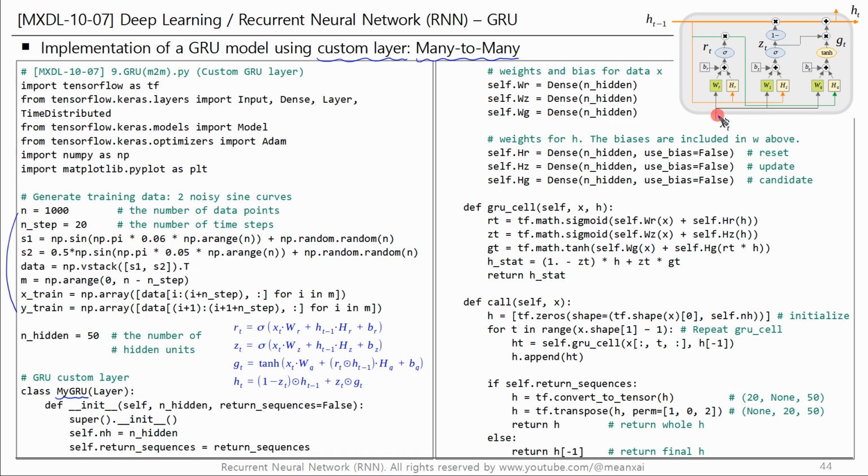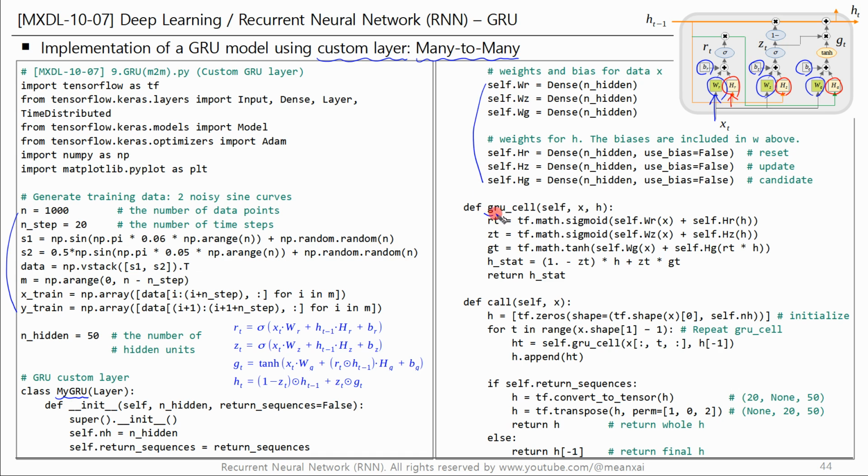In a GRU cell, there are 3 matrices W that are multiplied with the current input XT, and 3 matrices H that are multiplied with the previous hidden state H, T-1. And there are also 3 bias matrices. It has fewer parameters than LSTM. We use Keras dense layer to generate W, H, and bias as follows. These parameters are shared across all time steps.